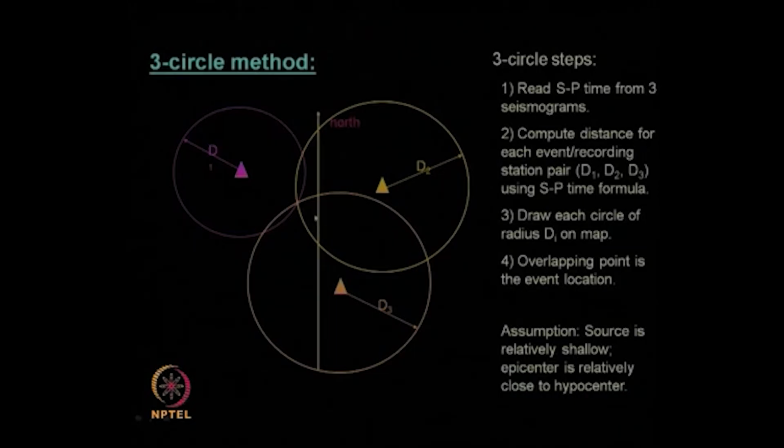So, this way we can find out the earthquake epicenter, but the assumption is obviously that the source is relatively shallow and the epicenter is relatively close to the hypocenter. So, if it is a shallow earthquake, obviously the epicenter will be close to the hypocenter. Otherwise, that consideration or assumption of the shear wave velocity and primary wave velocity in the crustal plate will not be applicable in this 3-circle method.